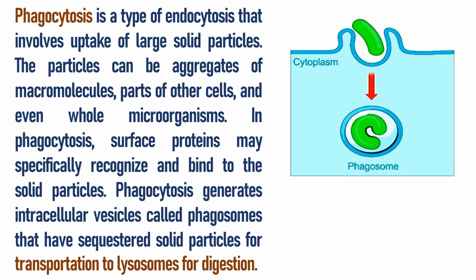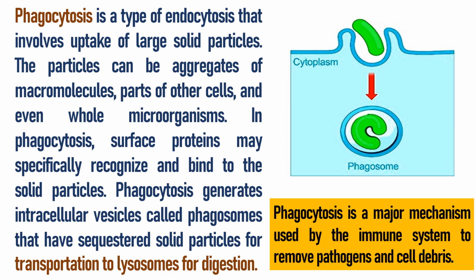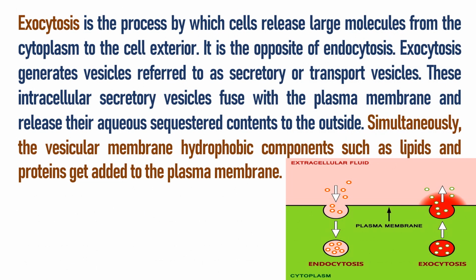Phagocytosis is a type of endocytosis that involves uptake of large solid particles. The particles can be aggregates of macromolecules, parts of other cells, and even whole microorganisms. In phagocytosis, surface proteins may specifically recognize and bind to the solid particles. Phagocytosis generates intracellular vesicles, called phagosomes, that have sequestered solid particles for transportation to lysosomes for digestion.